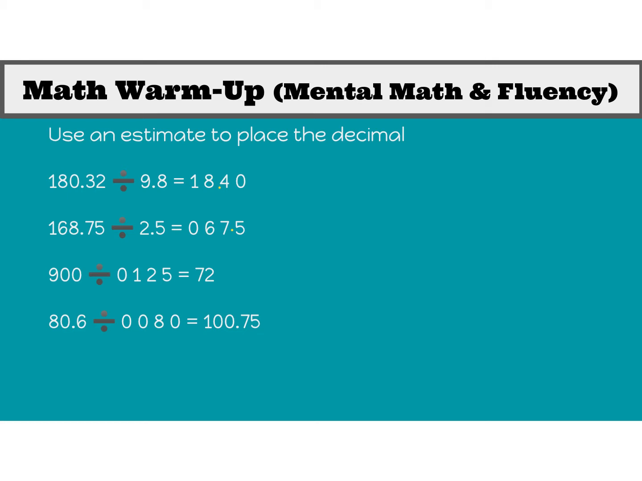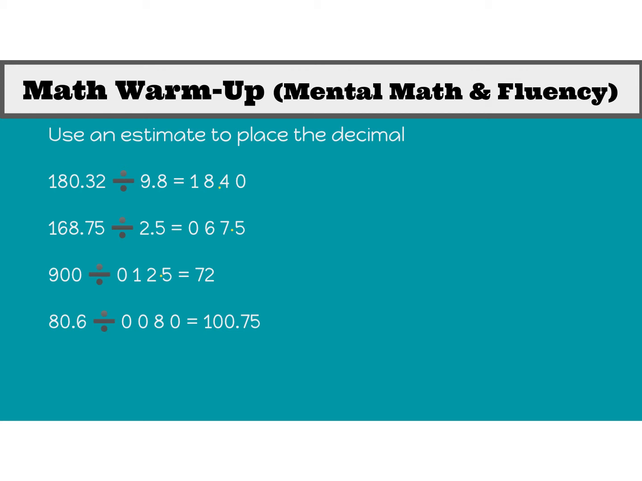If we look at our third one, we have 900 divided by 0.125. Notice there's no decimal point in either one of those, and we got an answer of 72. So in this instance, it's a little bit more difficult. We actually have to place the decimal in the 0.125, right? And it's going to be between the 2 and the 5. Kind of up in the air there, but you get the idea.